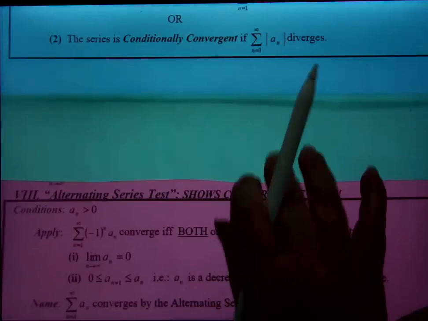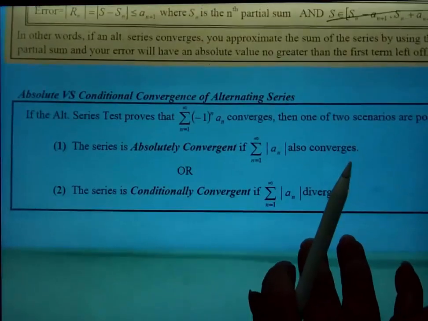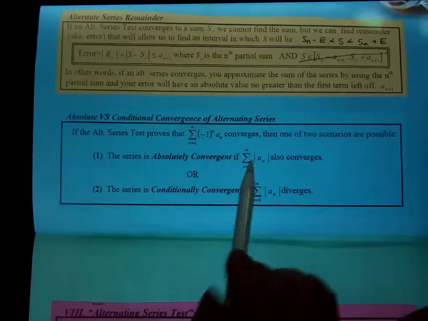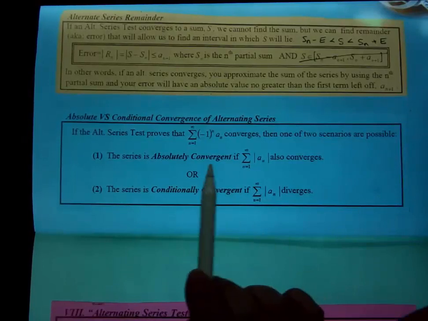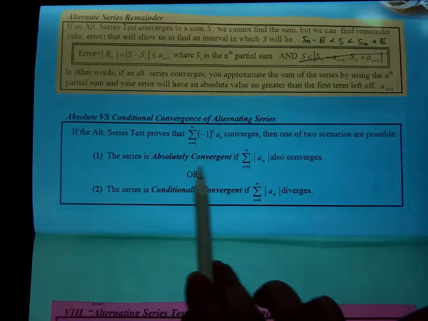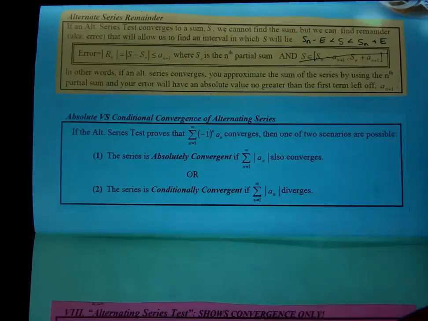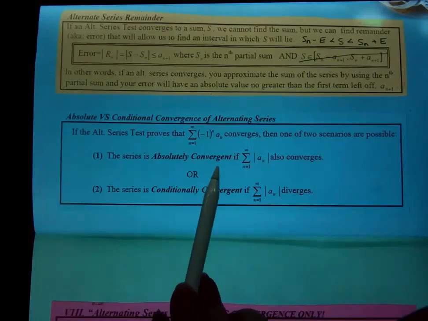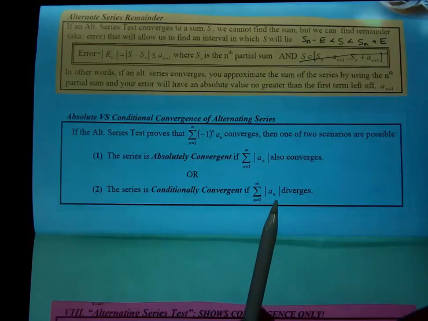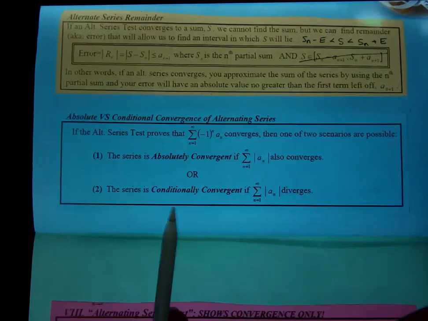Now, there were 2 other things you pasted in: absolute versus conditional convergence. We talked about that just a little bit. We looked at both the alternating series and the non-alternating series. If they both converge, the alternating and the non-alternating, that's absolutely convergent. If the alternating converges, but the absolute diverges, that's conditionally convergent. That's what we talked about as well.